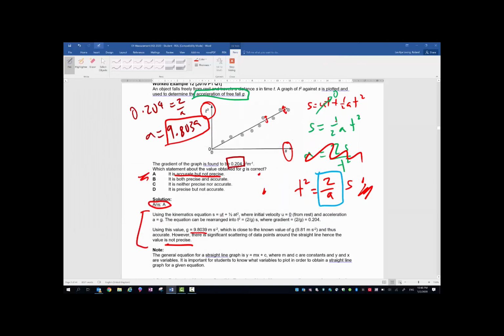Hold on, let me move this. Yeah. So it is tempting. I think quite a few people would say that it is both. Quite a few people would think that it is accurate and precise. I think quite a few people think the answer is B, but Cambridge interprets this as not precise because there is a spread. So if all the points are on the line, then it will be both accurate and precise. Because precision depends on spread. If there's a spread, then it's not precise.